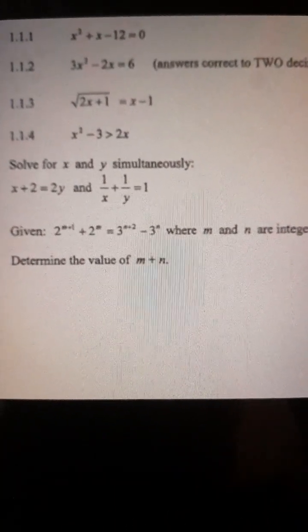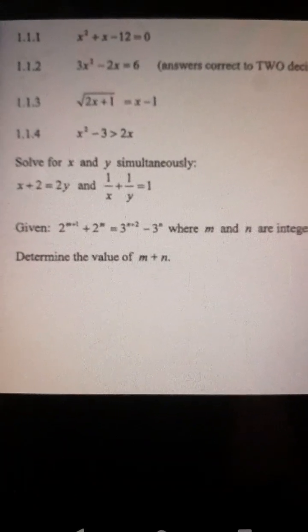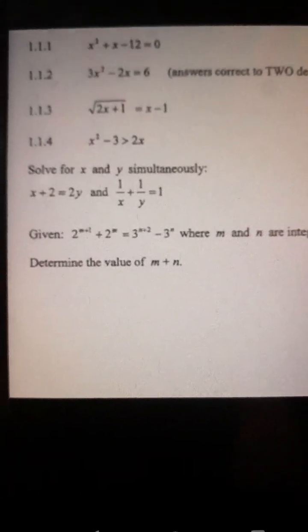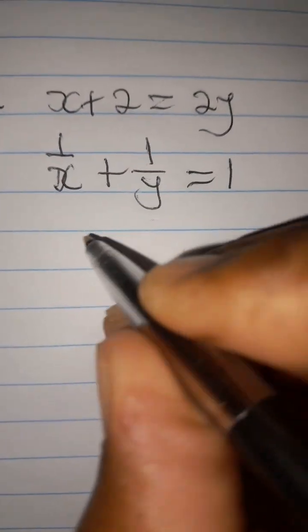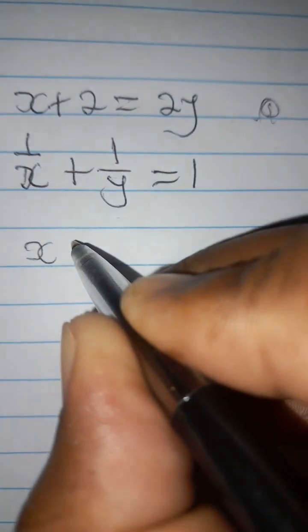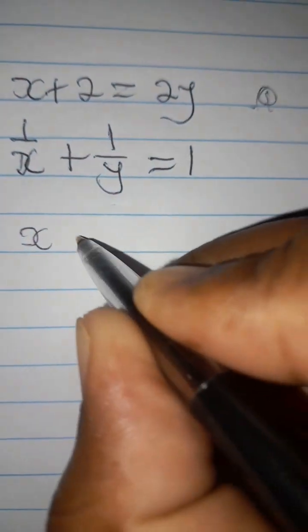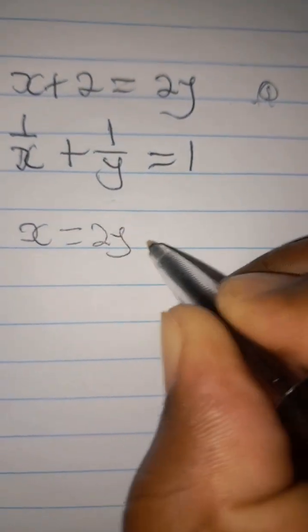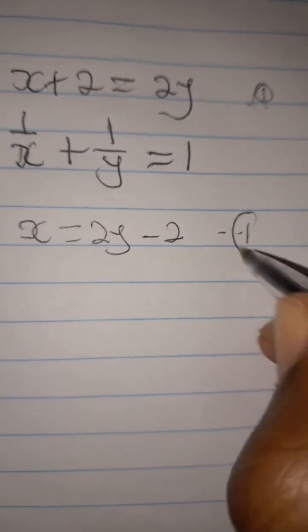We can see at the simultaneous they wanted to trick us with a fraction, right? So when you're working with a fraction, let's put this into practice. First thing first, we need to make this equation 1. We'll just make the first equation 1 by taking 2 to the other side. So it will be x = 2y minus 2. So we'll have equation 1.